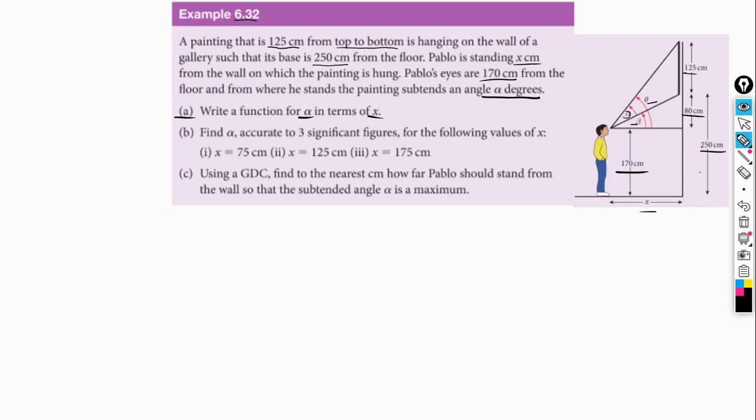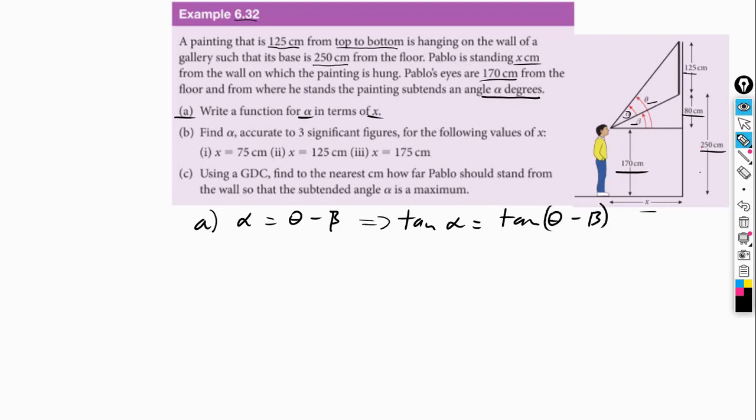So how can we write a function for alpha in terms of x? Now, the first thing we need to do is find the relationship between alpha and the other two angles. So notice that for part A, we have that alpha is equal to theta minus beta. So if we want a function for alpha, we can say tangent of alpha, right? Because notice that this implies tangent of alpha is equal to tangent of theta minus beta.